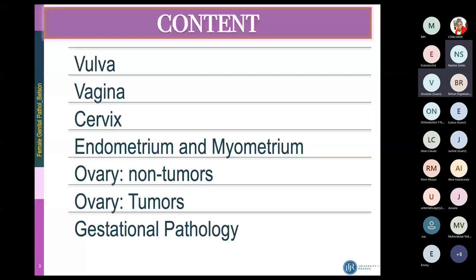The content, we should discuss disease of the vulva, vagina, cervix, endometrium, and myometrium. So this is the corpus of the uterus, and then the ovary. We start with non-tumors and then the tumors. And then we receive the gestational pathology. So diseases affecting the placenta or its components.